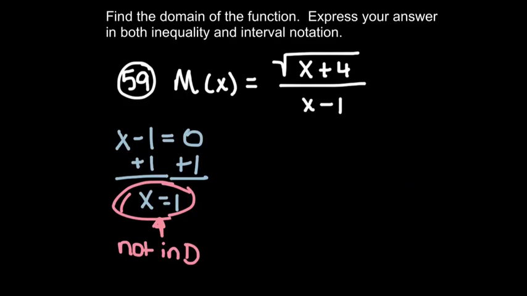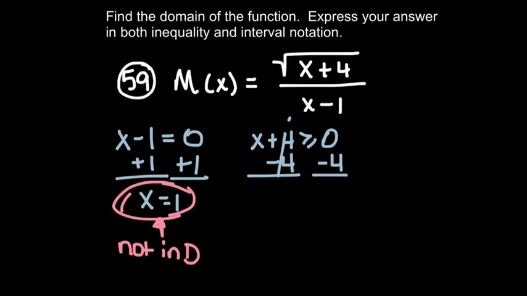But I also need to consider the radical. I also have to look at what's under the radical, that x plus 4, and make sure that it stays greater than or equal to 0. I cannot have a negative under the radical. I would solve this by subtracting my 4 from both sides. Those cancel, and I have that x is greater than or equal to negative 4.